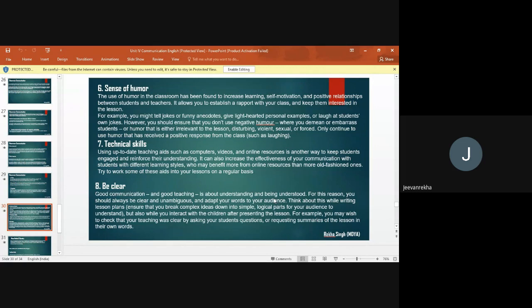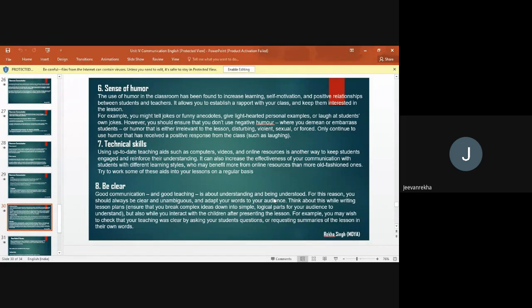A teacher should be clear about what good communication and good teaching is about: understanding and being understood. For this reason, you should always be clear and unambiguous and adapt your words to your audience. Think about this while writing lesson plans. Ensure that you break complex ideas down into simple, logical parts for your audience to understand. Teachers should be clear about their statements. But also, while you interact with the children after presenting the lesson, you may wish to check that your teaching was clear by asking your students questions or requesting summaries of the lesson in their own words.